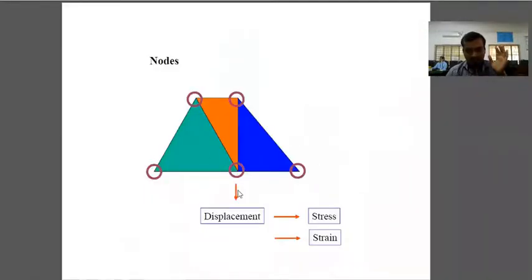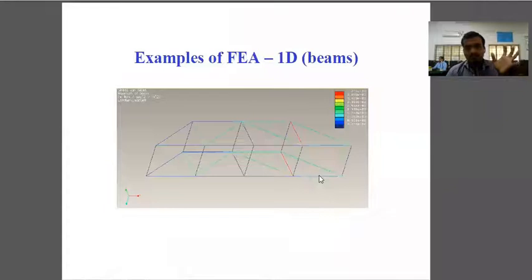Okay, so they will act at these places. These are the nodes 1, 2, 3, 4, 5. Forces will act at these two nodes, and supports may be at these three nodes. And we are going to find out the displacements, then strain and stress. So this is the example of FEA with one-dimensional beams, meaning a truss structure. In the HyperMesh software, we are going to model the truss example using a rod element or beam element. This is your one-dimensional beam problem.